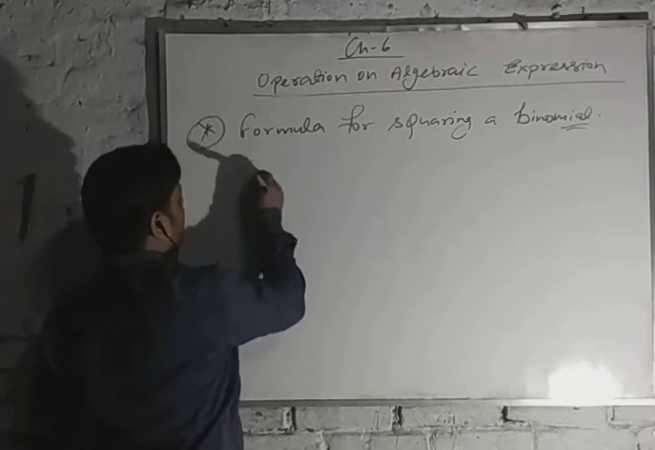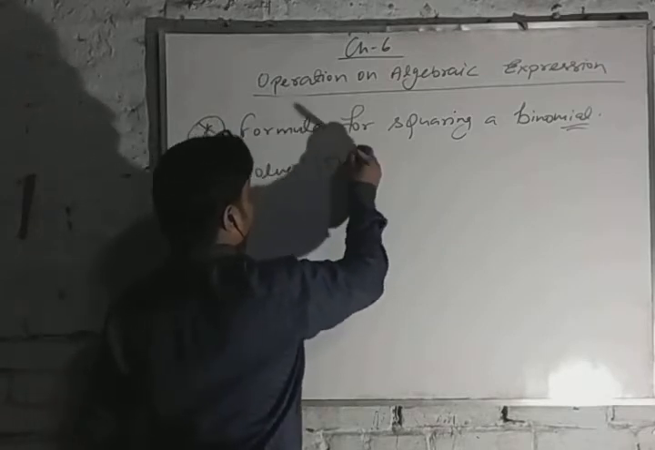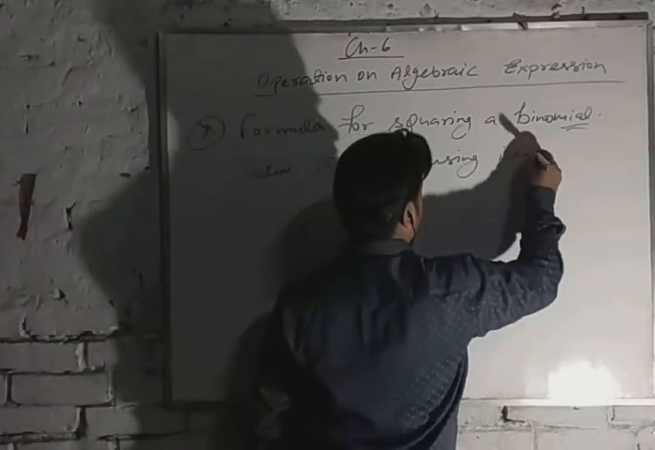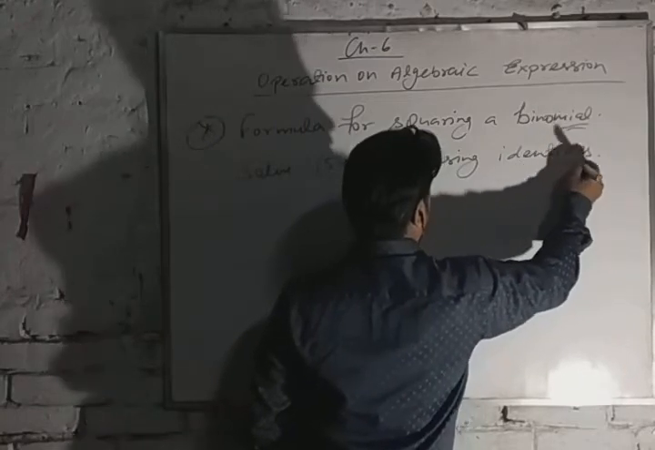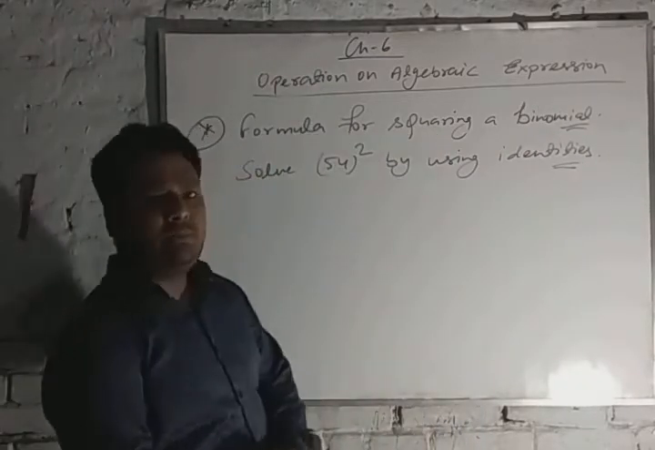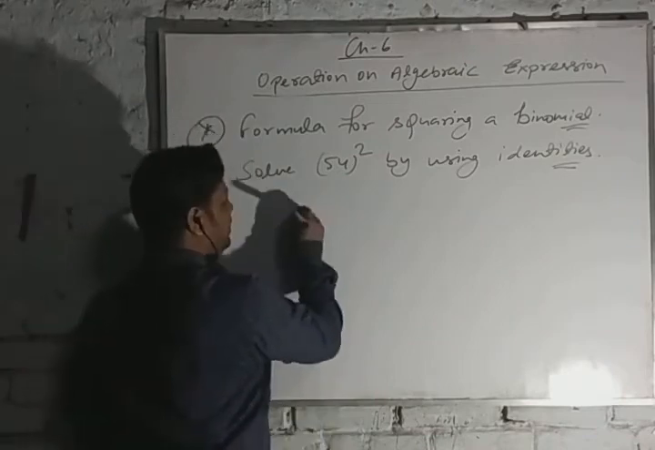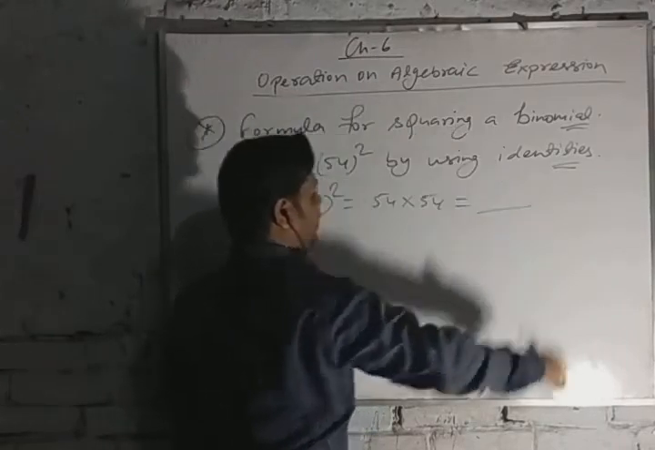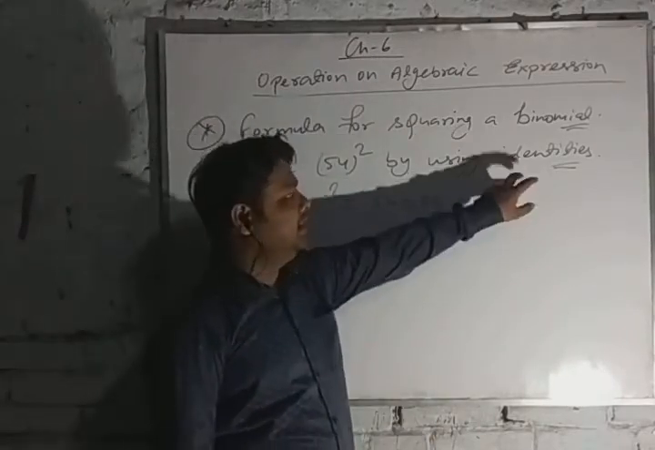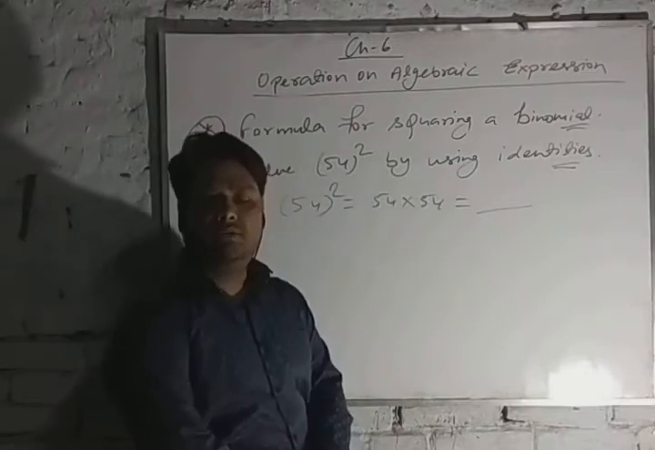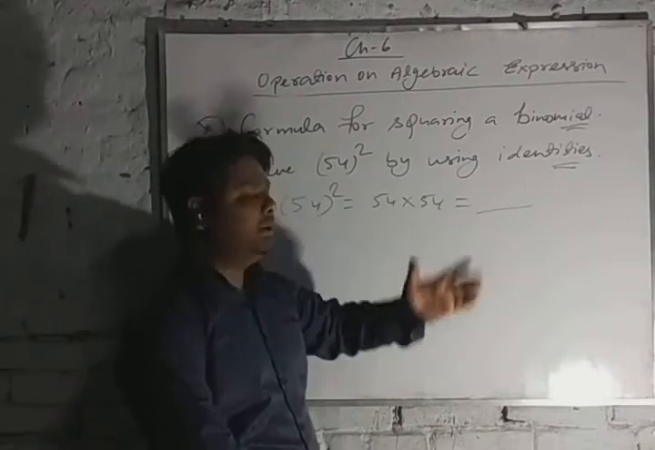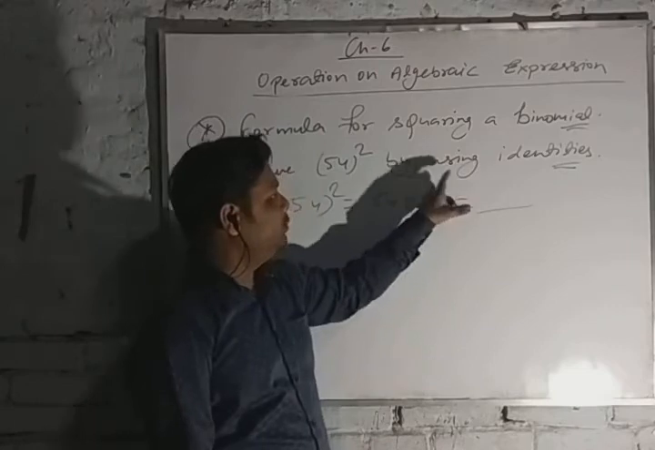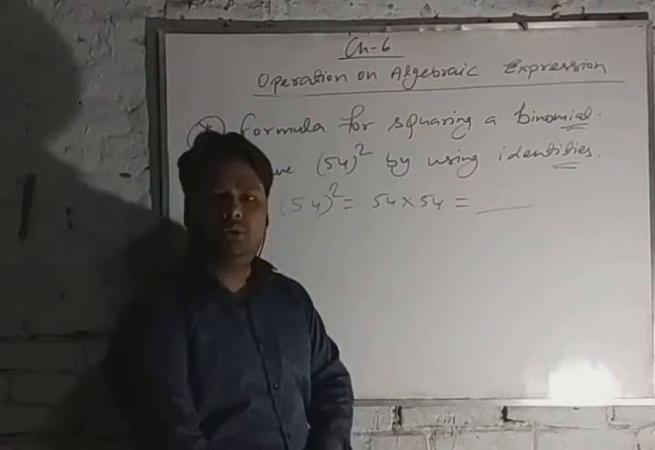Now, if the question is written: solve 54 to the power 2 by using identity. Now we have to solve this question by using identity. We cannot write it like this: 54 to the power 2 is 54 into 54, and then we multiply. Here it is written identity. That is, we have to use the identity. We are not in class 5 that we will directly multiply. It is a question of class 8, and here also it is written that you have to use an identity to solve this question. So we will use the identity.